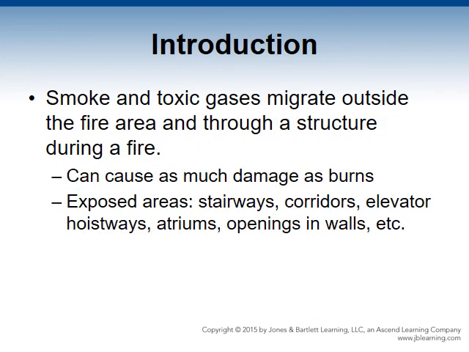During a fire, smoke and toxic gases can migrate outside the fire area and throughout a structure. Exposed areas include stairways, corridors, elevators, ductwork, air shafts, utility shafts, atriums, and openings or breaches in walls or ceilings. Smoke and toxic gases can cause as much damage, injury, and death as burns can. Statistically, more fire deaths and injuries result from smoke and toxic gas inhalation than burns.